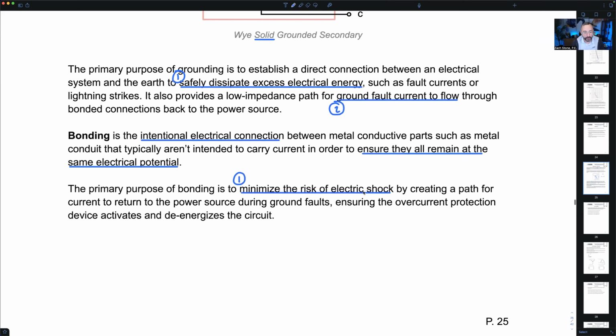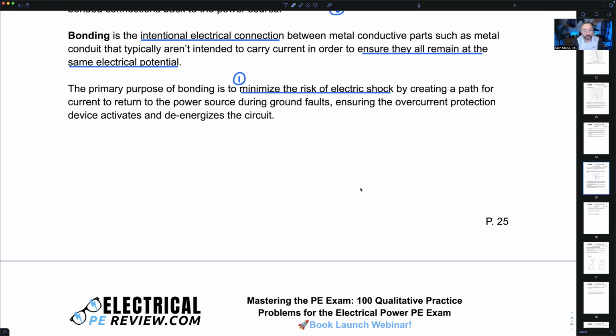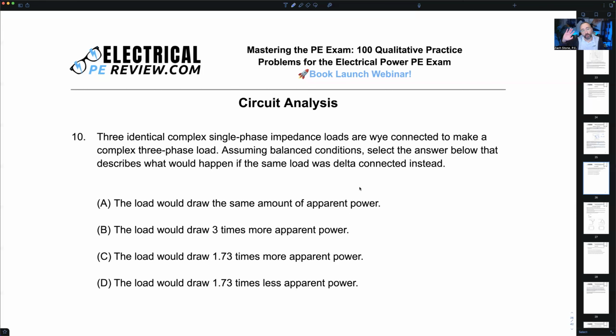All right, that's number 9, applications. Let's take a look at number 10, back to circuit analysis. Now, who was here for webinar 1? This is very similar to the first problem we did on circuit analysis.